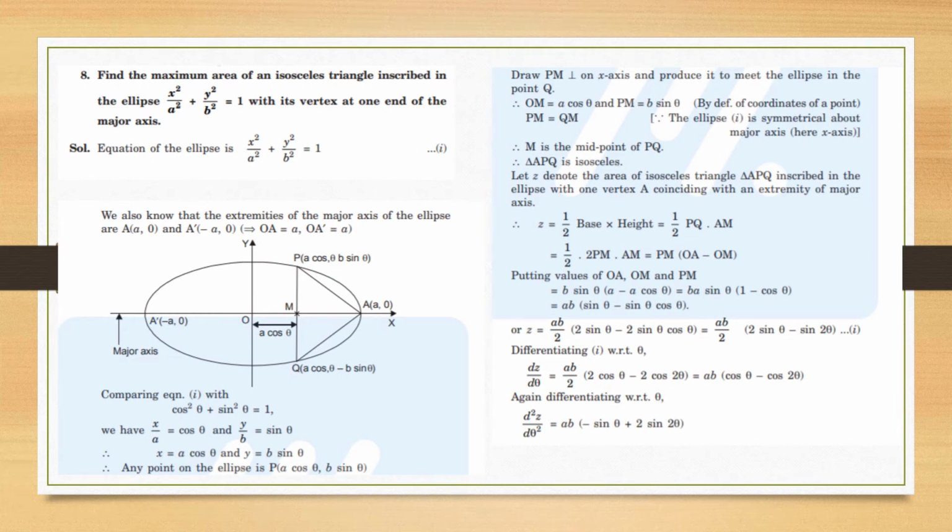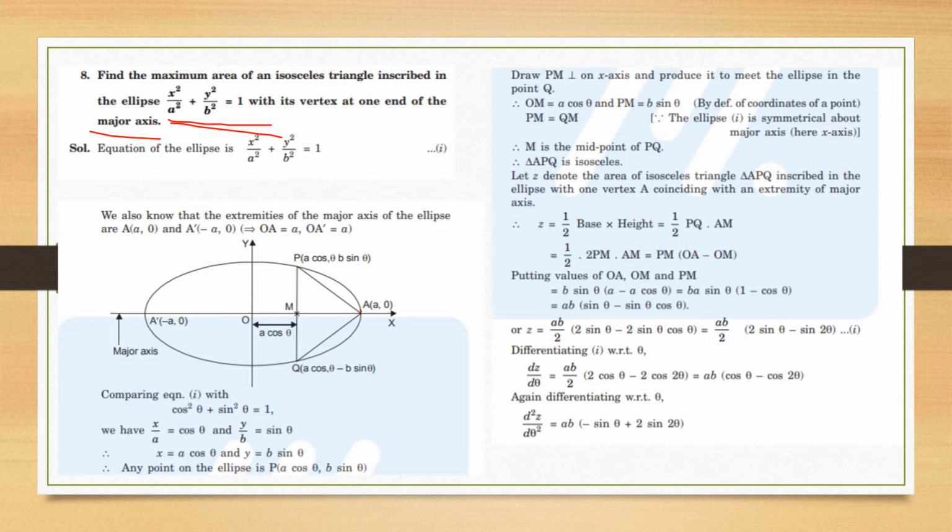Find the area of an isosceles triangle inscribed in the ellipse, with its vertex at one end of the major axis. See the picture of the ellipse. Here is an isosceles triangle with its vertex at the end point of the major axis. So this is the major axis, and this is the kind of ellipse you can see from the equation.